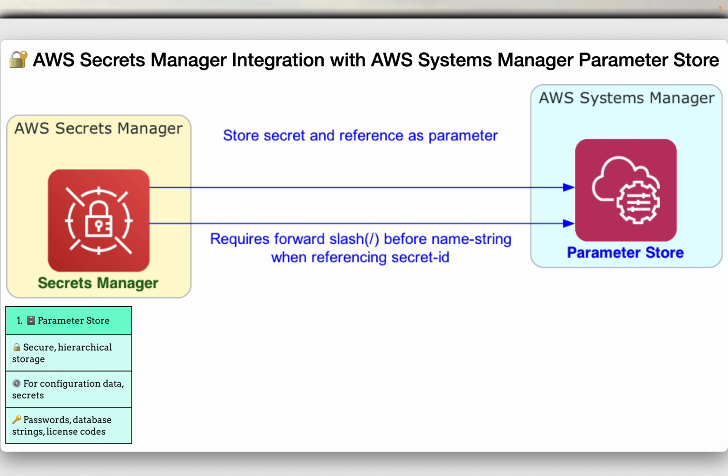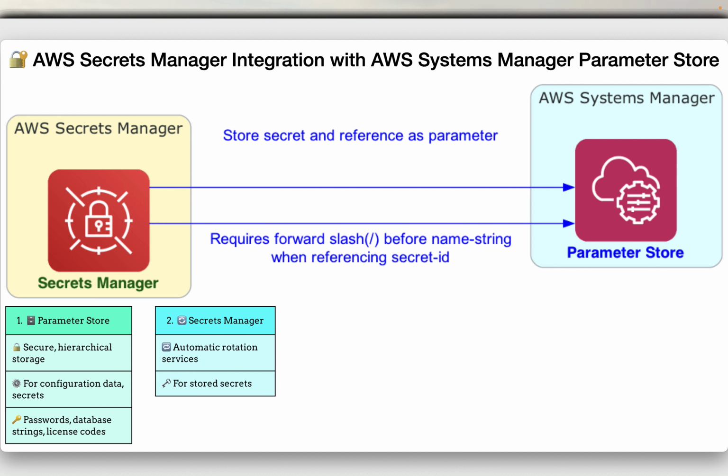Parameter Store has secure hierarchical storage for configuration data and secrets. AWS Systems Manager Parameter Store provides a secure and hierarchical storage solution for managing configuration data and secrets such as passwords, database strings, and license codes. So this is a similar thing. Now let's see what is the difference. While Parameter Store enables storage of secrets, it lacks automatic rotation. So this is the feature which it lacks.